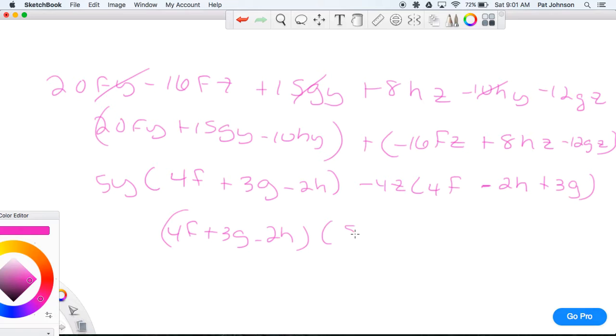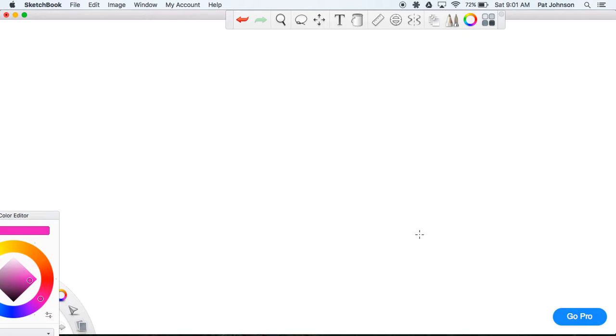So then I'm left with 5y minus 4z. All right, that's all for that one. Now, let's look at example 3 on the next page where you've got multiples. And let's look at this one.